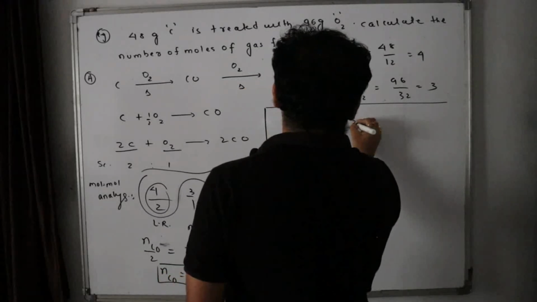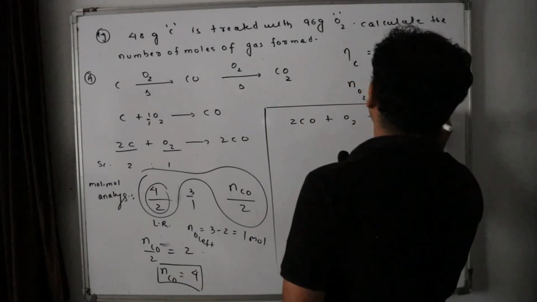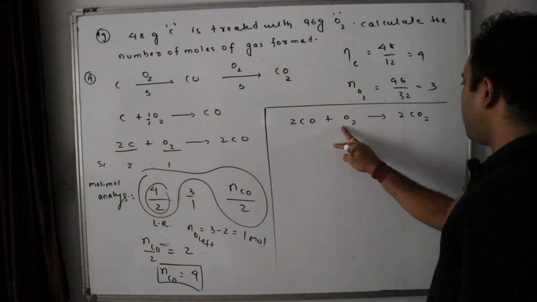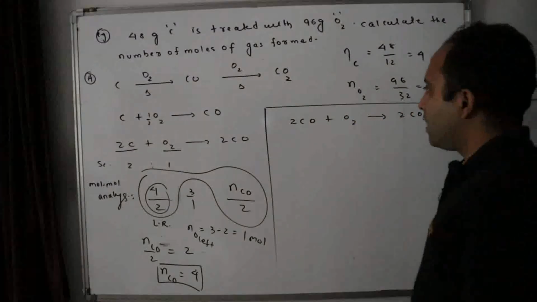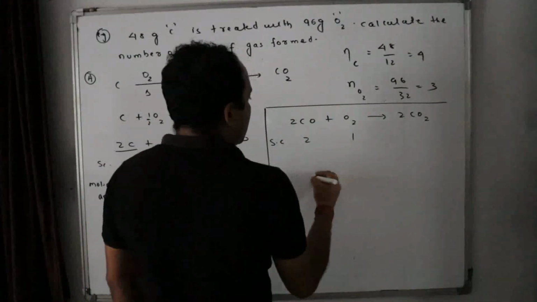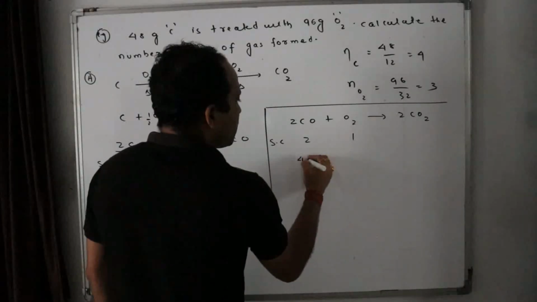2CO plus O2 gives 2CO2. Is it balanced or not? 2 carbon, 2 carbon; 2 oxygen, 2 to 4 oxygen, 4 oxygen. Now here, what do we have? What is the stoichiometric coefficient? 2:1. Now what do we have with us?